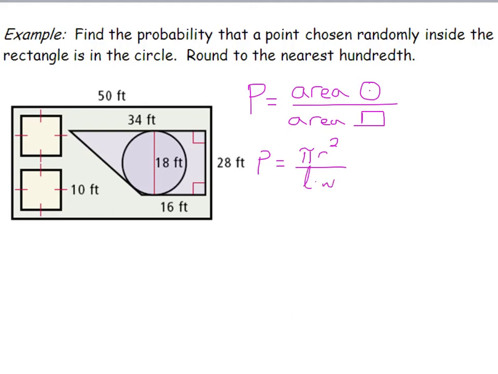So why don't you go ahead and do me a favor, pause the video at this point in time, try to find the area of the circle on your own, along with the area of the rectangle, and when you're done with that, you're going to go ahead and actually round that fraction off. Put the fraction in the calculator and round it to the nearest hundredth. When you're set, start the video up again, and I'll have my answer written down for you.